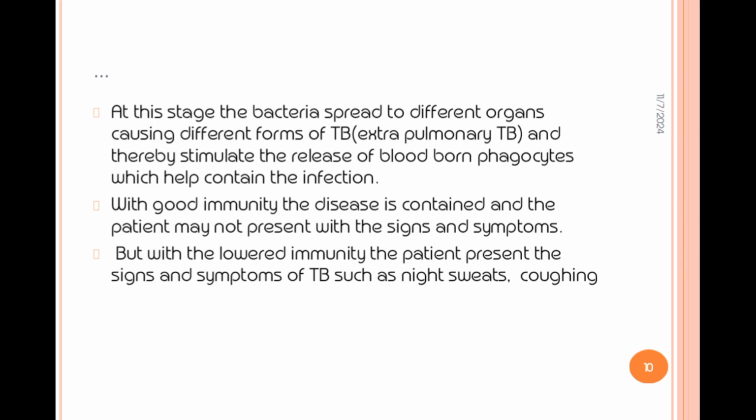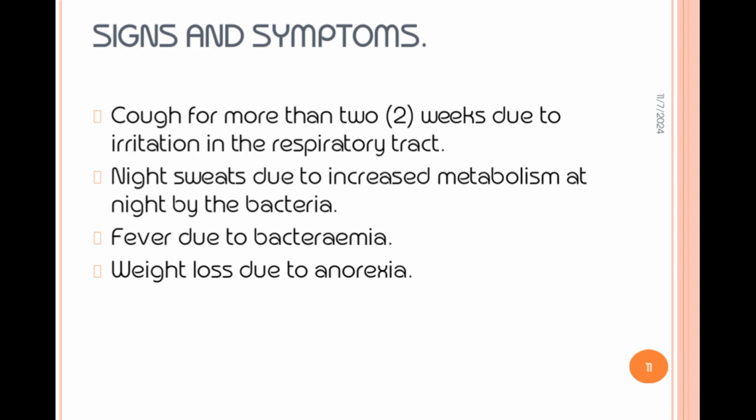So that's what we are trying to talk about. With the lowered immunity, the patient presents with signs and symptoms of tuberculosis, such as night sweats and coughing for more than 2 weeks. So that is the simple pathophysiology, just steps: inhalation, settles in the lower parts of the lung, macrophages come in, engulf it, multiplication, break loose, go to other parts, affects gaseous exchange and also metabolic rate. Then you're done with the pathophysiology.